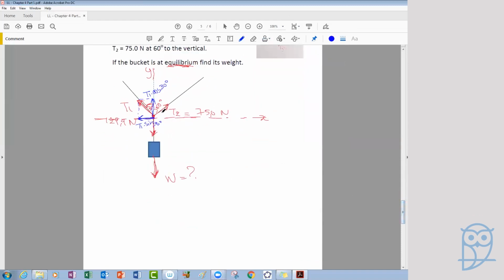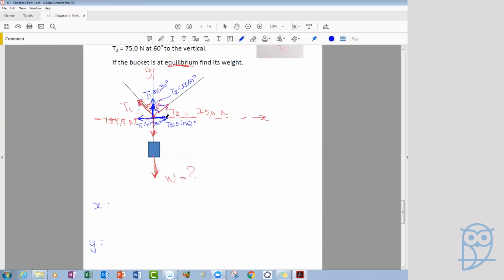Let's do the same for the T2. Let's take first its X component, which will be this one. That will be T2 sine of 60 degrees, and its Y component, this component here, is T2 times cosine of 60 degrees. I hope you can see why they're sine and cosine. Now we can take the x-axis and the y-axis equations, because the forces acting on the x must be zero, and the forces acting on the y must also be zero, because the object is at equilibrium, so there's no movement, no acceleration.